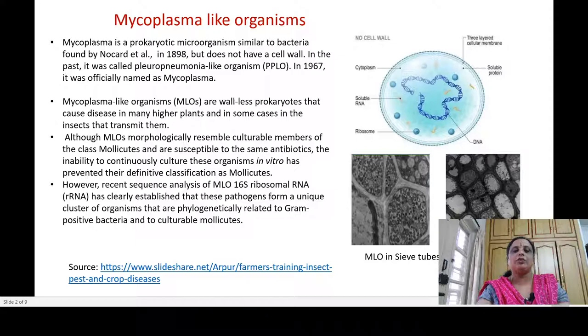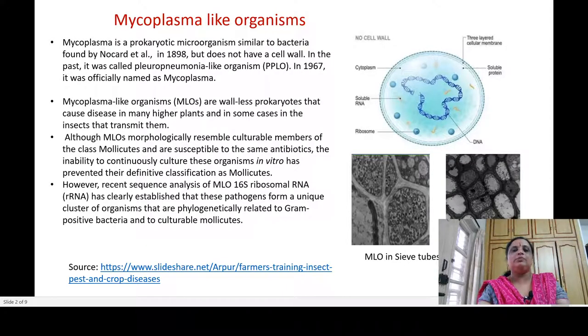This mycoplasma microorganism, which is a prokaryotic one, is similar to a bacteria but smaller than a bacteria, and this was first identified by Nocard et al. in 1898. This is a prokaryotic organism which lacks a cell wall, whereas bacteria have the cell wall, whereas this particular organism lacks the cell wall. Please keep that in mind. These are organisms which completely lack the cell wall.